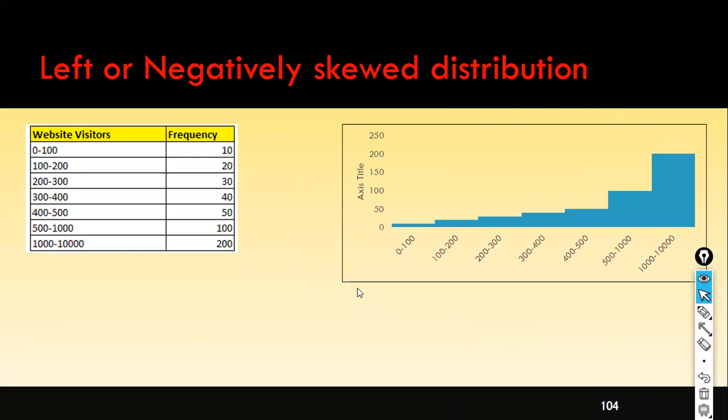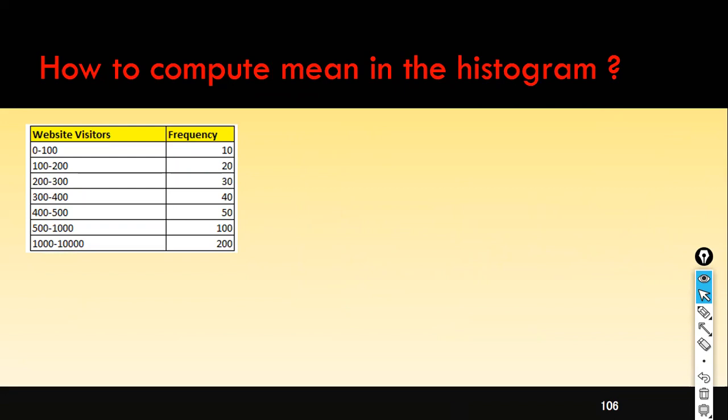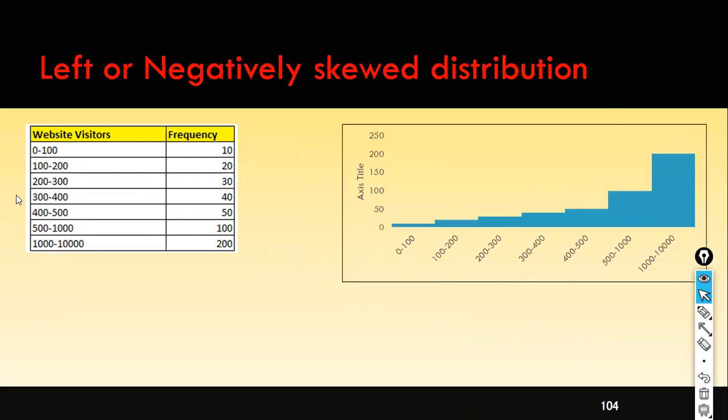And the next one is how to compute the mean in the histogram. The next question is, okay, the same thing here. So how do I find out the mean in the histogram in this case? Here we have the range of values, right? Intervals. So 0 to 100, 100 to 200. How can you find out the mean in this case? And here also we can see the intervals: 0 to 100, 100 to 200, 200 to 300, everything is fine, but here suddenly 1000 to 10,000 is there.